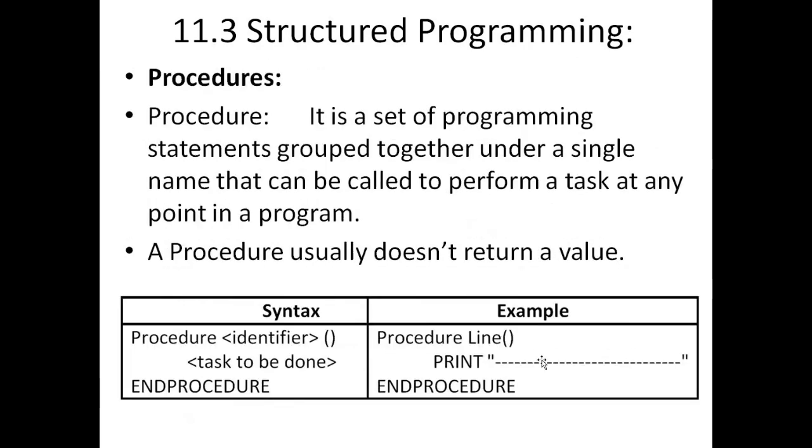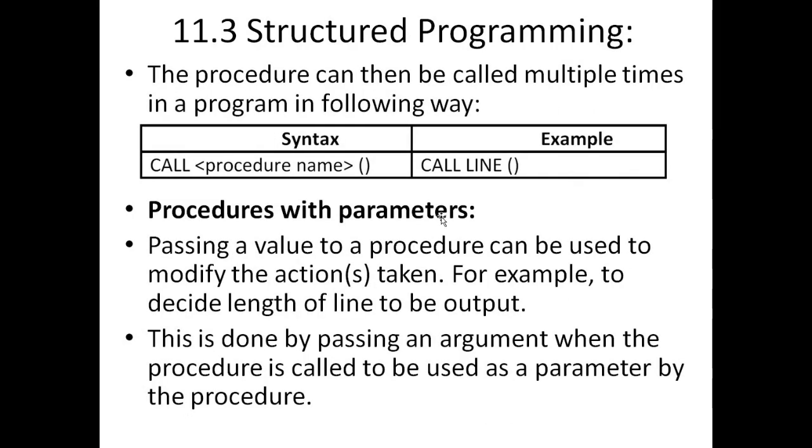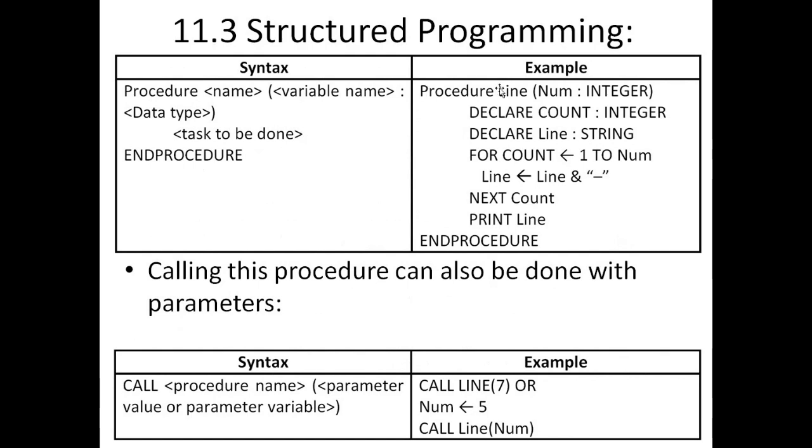For example, we are doing the same print a line procedure, but we want to produce variable lengths of line every time. So it can be done like this: procedure line, num integer, this would be used as a parameter, declare count as integer, declare line as a string. For count 1 to num, line would be equal to line, and this is the concatenation operator, and a single dash. Next count, print line, end procedure. So basically whatever you choose over here, 10, 15, 20, that many dashes would be printed, or that length of line would be printed on screen when this procedure is run.